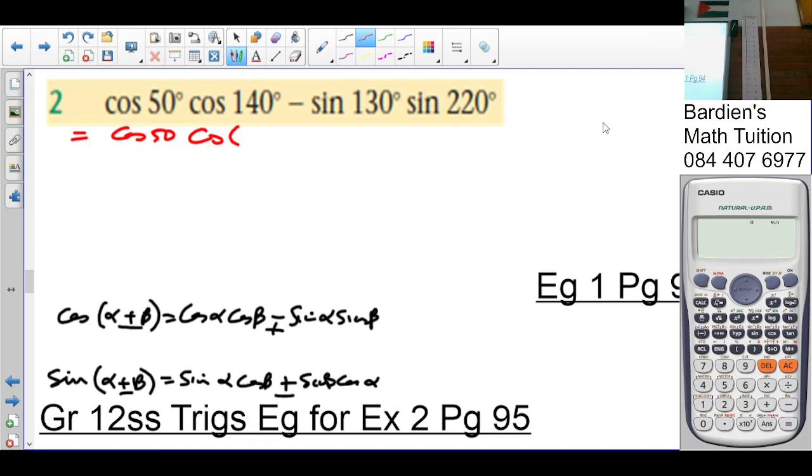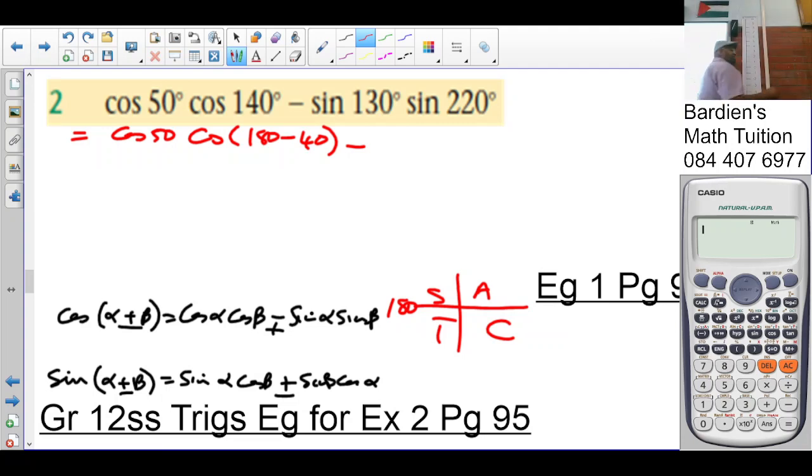140 is in the second quadrant. Are we getting to the second quadrant? 180 degrees minus, so that is 180 minus 40 degrees. Now when I move over to the next term, what I'm going to change it to is angles dealing with 40 and 50 degrees. Does it make sense? There has to be angles dealing with 40 and 50. Why? So that I can link this first term with the second term. You guys understand? So let's go.